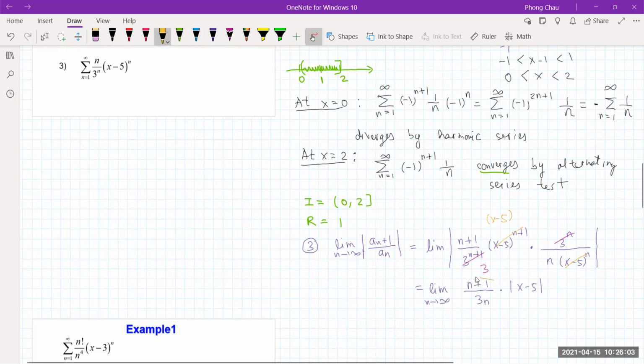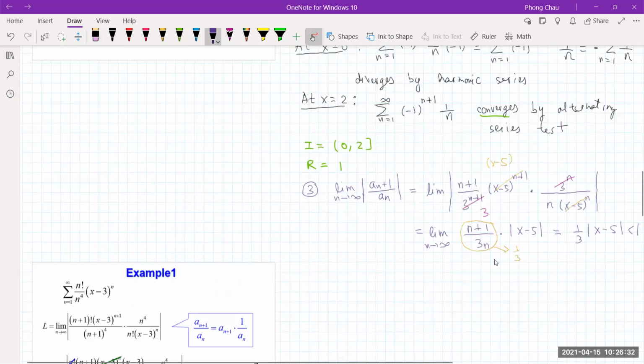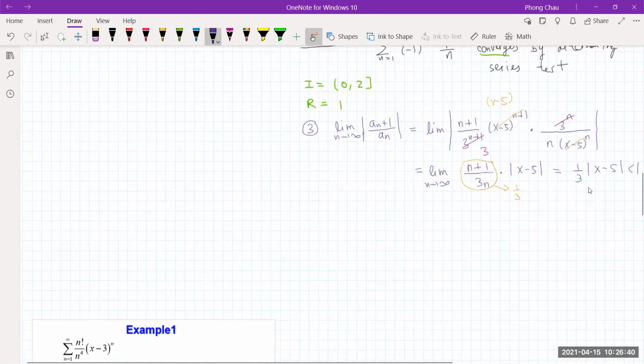This quantity is first degree over first degree, so the leading coefficient here is 1 over 3. It approaches a third, and therefore our limit here is 1/3 of |x minus 5|. Again, for the ratio test, you set that less than 1 and then solve for x.